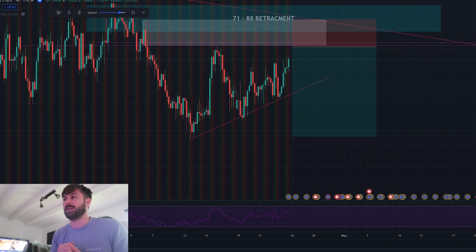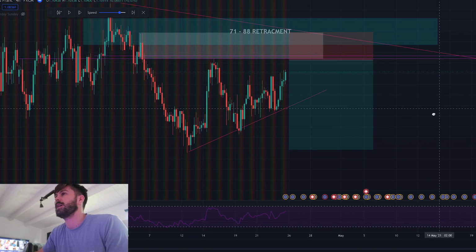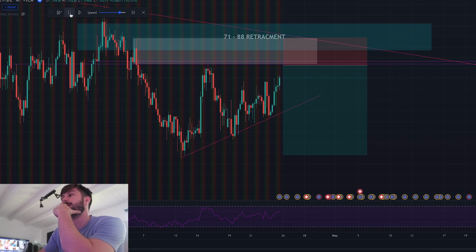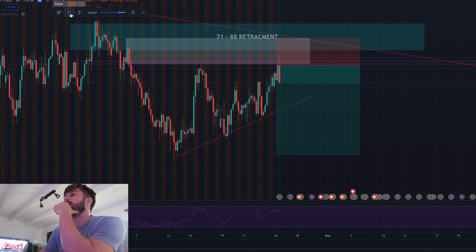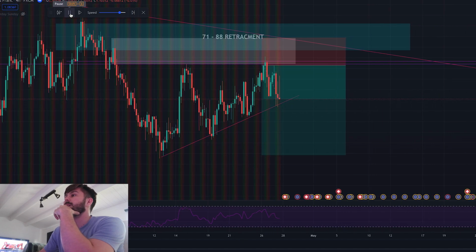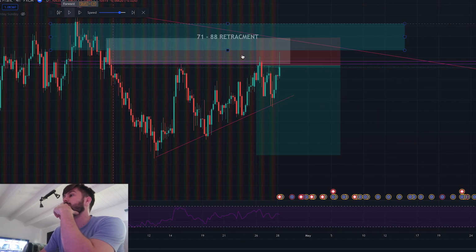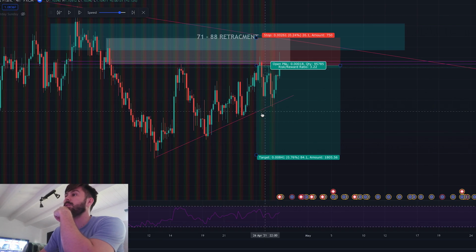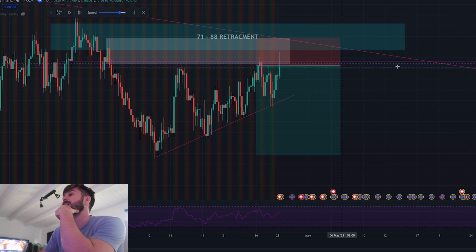I know this price can do a lot more than that, so it's not a TP that's out of reach. It's in a realistic area, okay? So let's just play it out and see what happens. We got in, created more liquidity. You see how it created more liquidity? So more people got in, created more liquidity on this trend line.